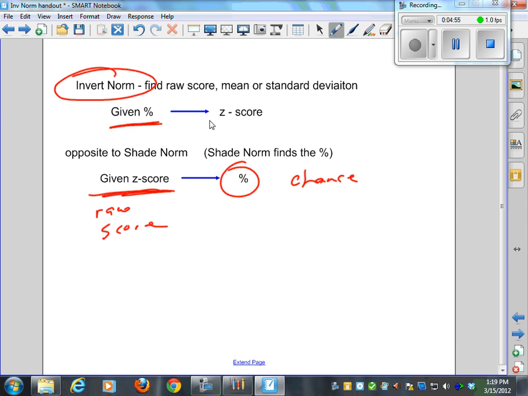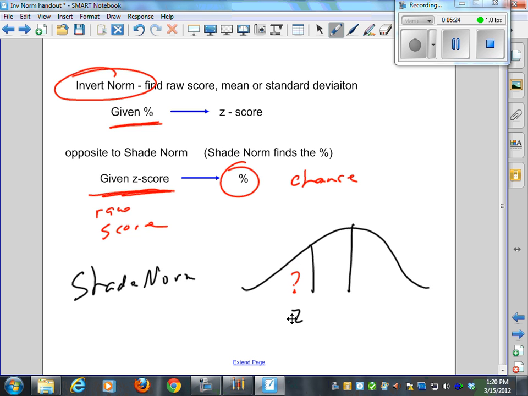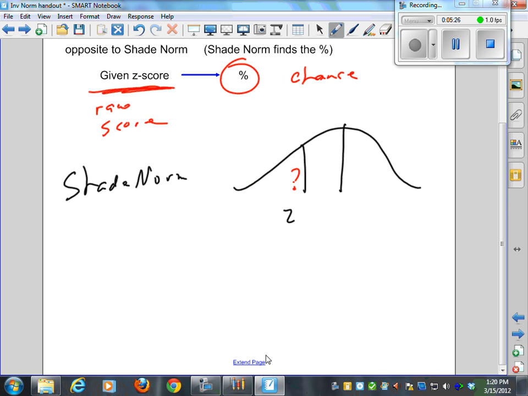And I can tell just by the looks on your faces that that really doesn't make any sense to you. But that's okay. It's the cutoff. What it does is, like shade norm, maybe I'll draw a picture for you. Shade norm works like this. They give you a z-score, and they're asking you what percent is shaded. That's what they're asking you, right? Invert norm is the opposite.